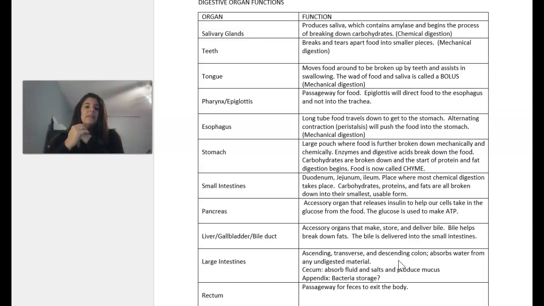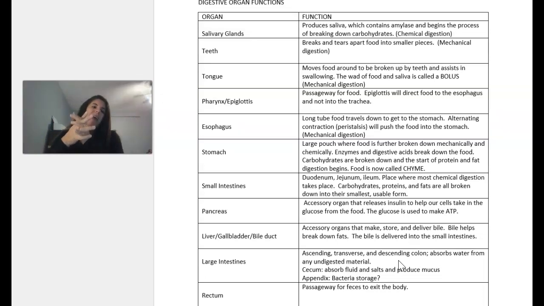There are 2 subparts of the large intestines: the cecum, which is a pouch at the very beginning of the ascending colon, and it's going to absorb fluids and salts and then help produce mucus. So again, that mucus helps make sure that things can slide through that digestive tract a little easier.